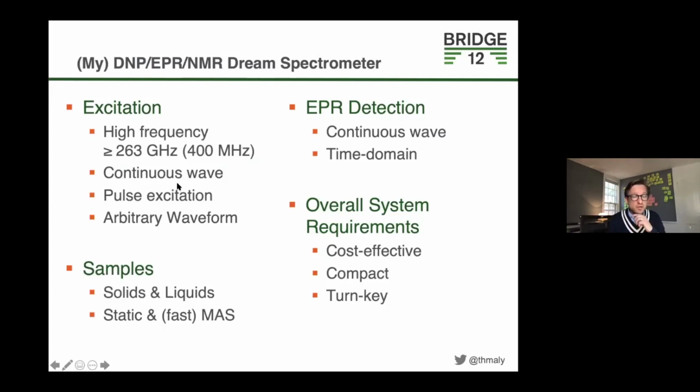I not only want continuous wave excitation, but I also want pulse excitation. I want to use arbitrary waveform generation here. I want to be able to do continuous wave detection of the EPR spectrum or time domain detection. Time domain is important if you want to, for example, study the relaxation behavior. It should be cost effective, compact, turnkey, and work for all sorts of samples I want to look at. So the spectrometer itself, I'm not talking about the probes and how you couple the microwave into the sample, should all have these kinds of requirements. So why do I think that EPR is important even when you do DNP?